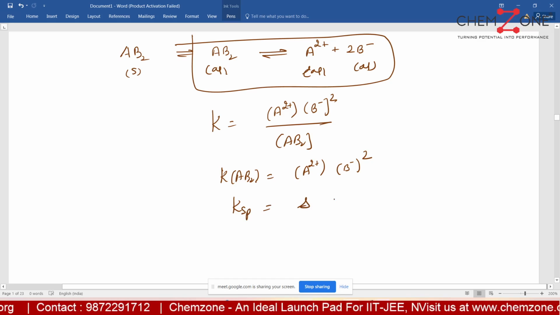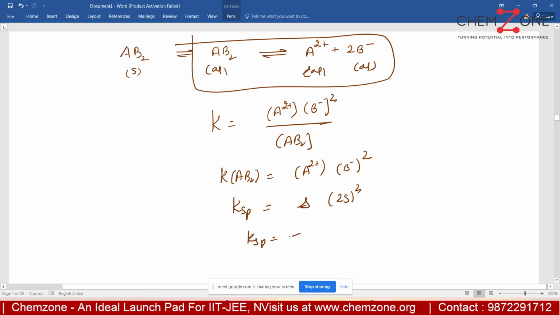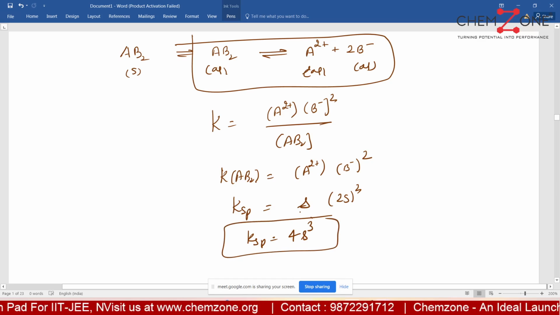KSP is equal to S into 2S to the power 2. I can say KSP is equal to 4S cube. Am I clear? Yes.